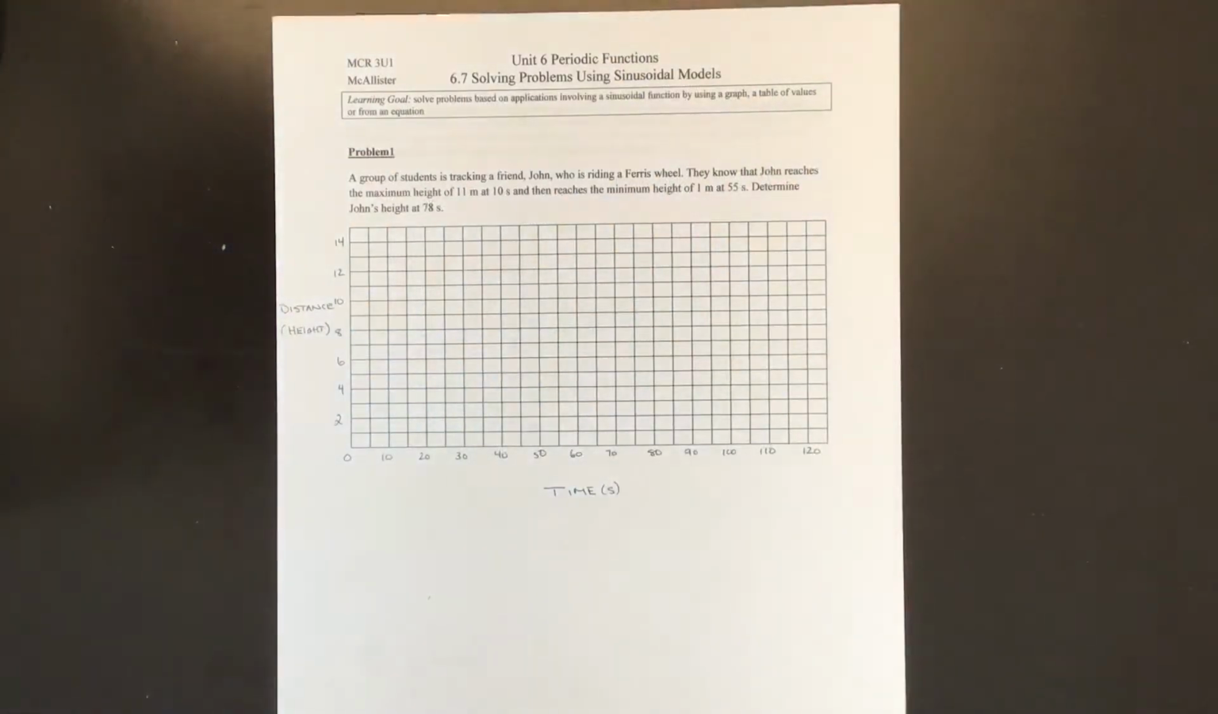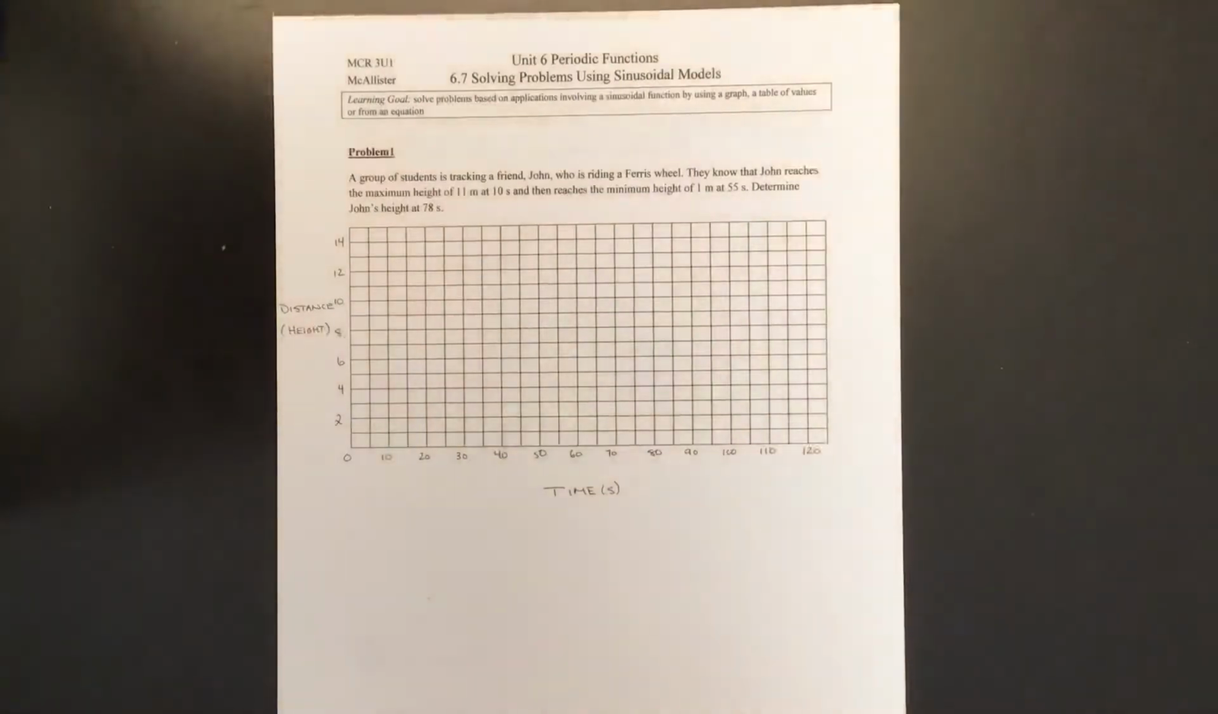6.7, the last lesson in Unit 6, and it involves writing our equations again, but without a graph. So we look at problem 1. A group of students is tracking a friend John who is riding a Ferris wheel. They know that John reaches the maximum height of 11 meters at 10 seconds, and then reaches the minimum height of 1 meter at 55 seconds. Determine John's height at 78 seconds.